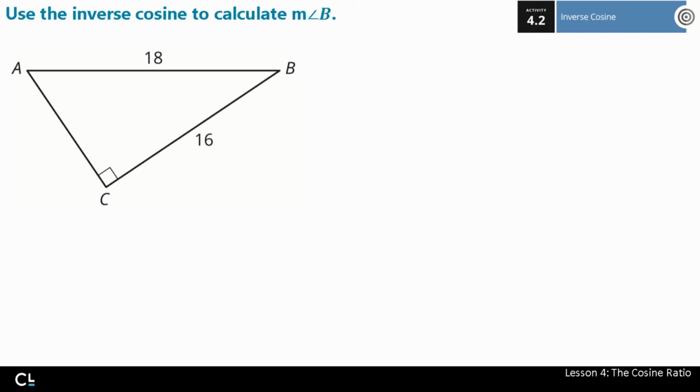Next up, we want to find the measure of angle B. Well, we already have our triangle here. We don't know our cosine value yet, right? So we could write the cosine of B equal to what? Well, let's just remember cosine is equal to the adjacent over the hypotenuse.